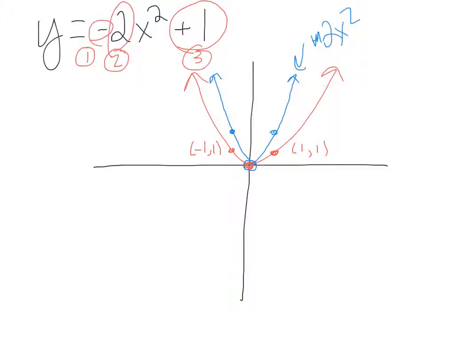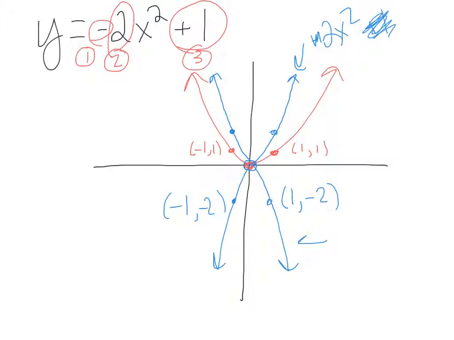If we put the negative in front, it just flips it over. And now what we're going to do is add 1. Sorry, let's flip it first, actually. So we're going to flip this. And it's really nice to think about these points. So this point is (1, -2), and this is (-1, -2). So this is now negative 2x squared. Okay, now we're going to add 1.